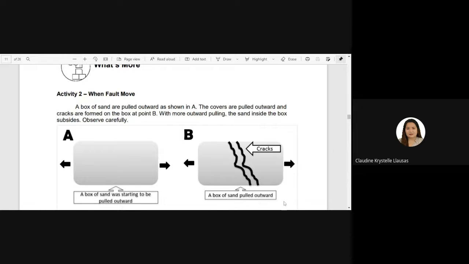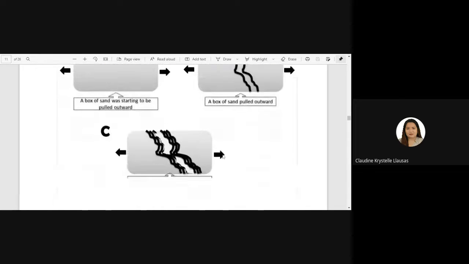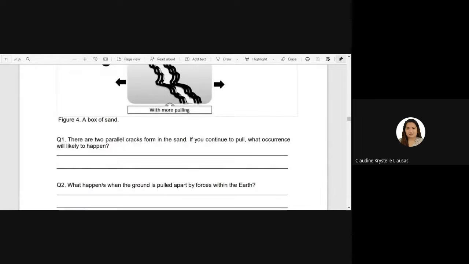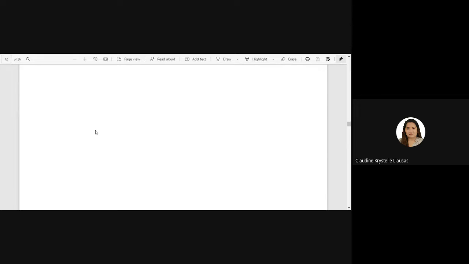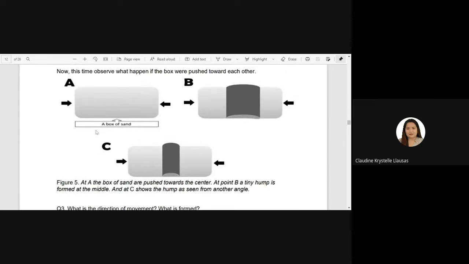When the box of sand is pulled outward, there are cracks, liki. And for letter C, sa sige gyapon nimo og lihok-lihok sa box, daghan liki na ang iyang na generate, iyang nakita. That is also the same with the movement of the crust. Okay? Sa sige og lihok, there is actually a fault resulting from this movement. And that is why nganong naay linog. Okay? Okay, next.